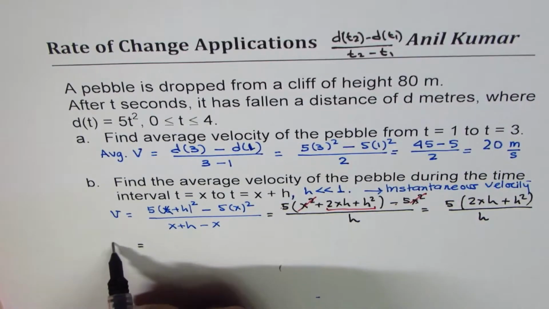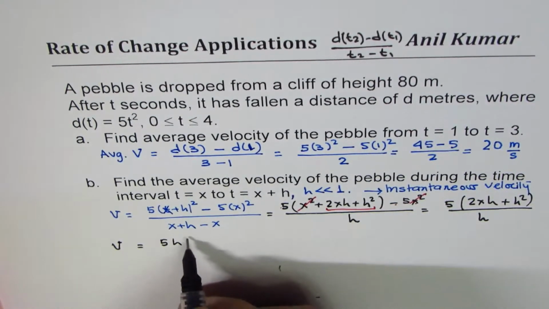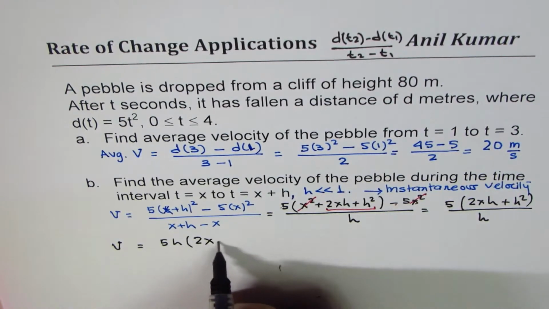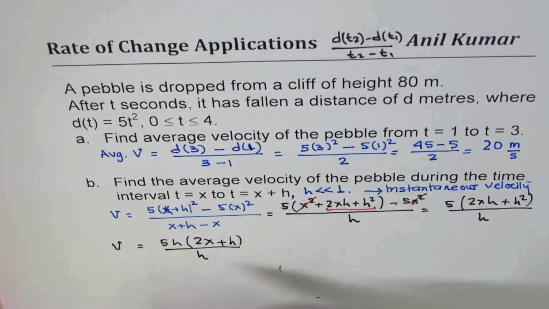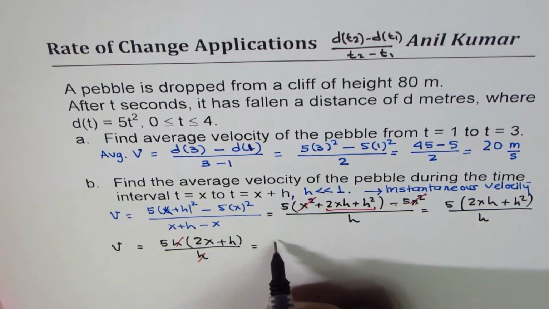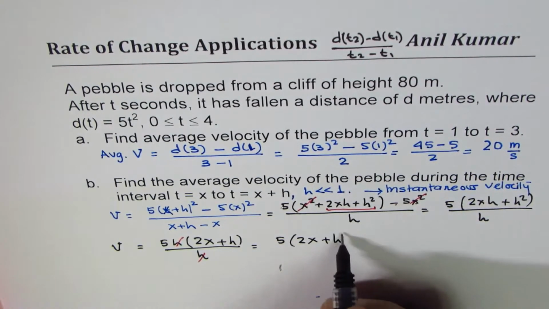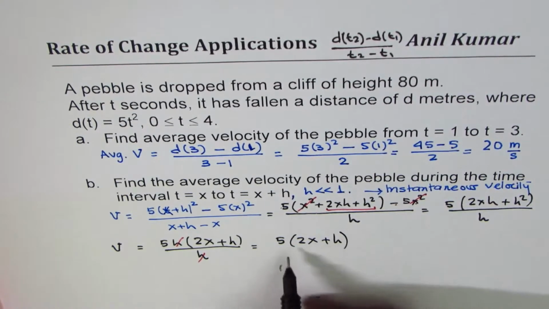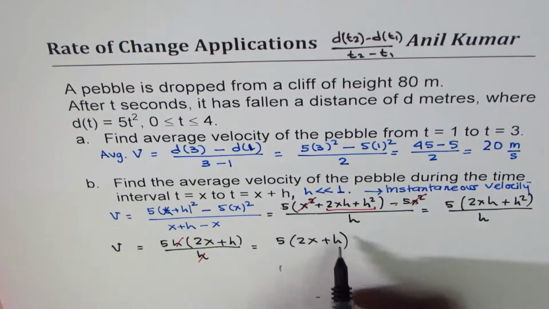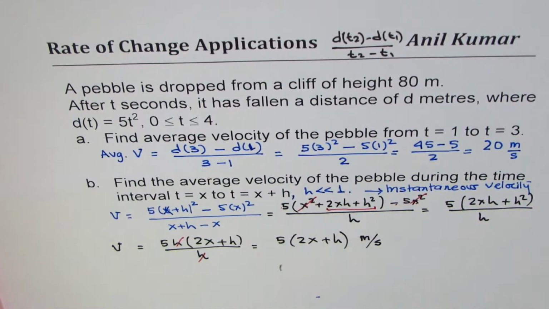So let me rewrite here. So the velocity is, I can take h common. So you have 5h times 2x plus h over h. Now we'll cancel h, right? So you have to factor before cancelling. That's important. So we have 5 times 2x plus h. So that becomes, in general, average velocity between any 2 points, right? And the units will be meters per second. Is that clear to you?